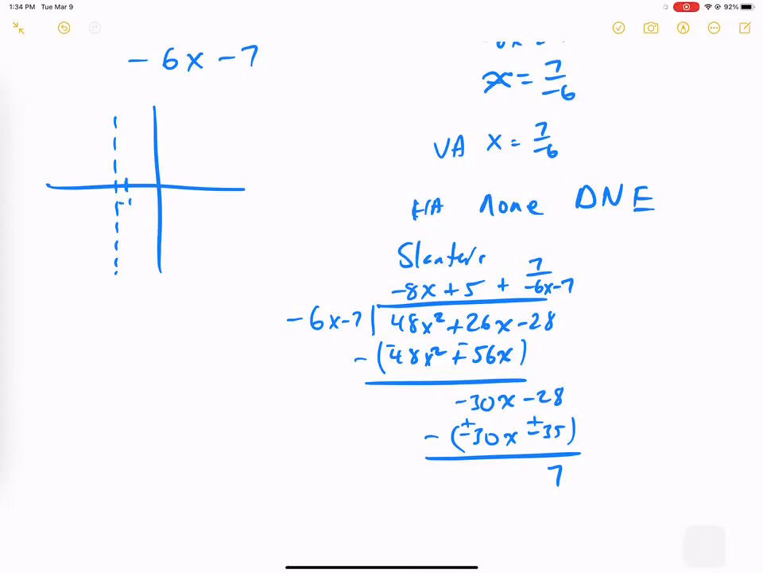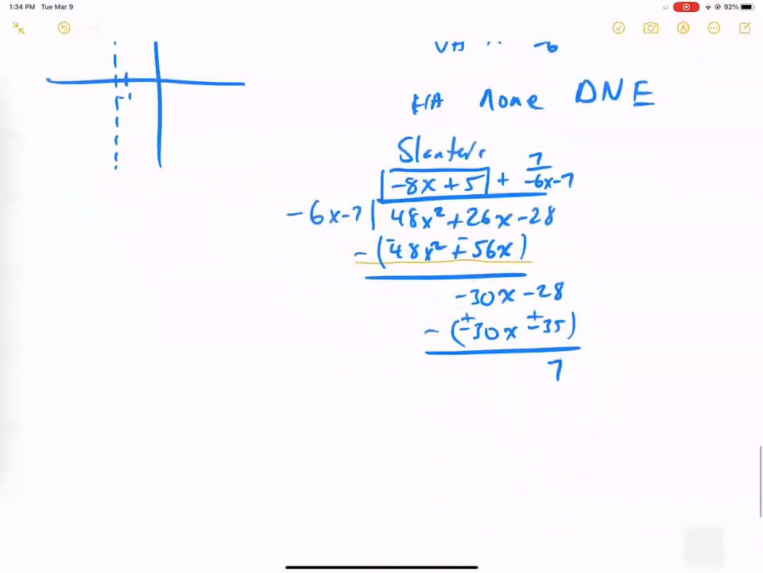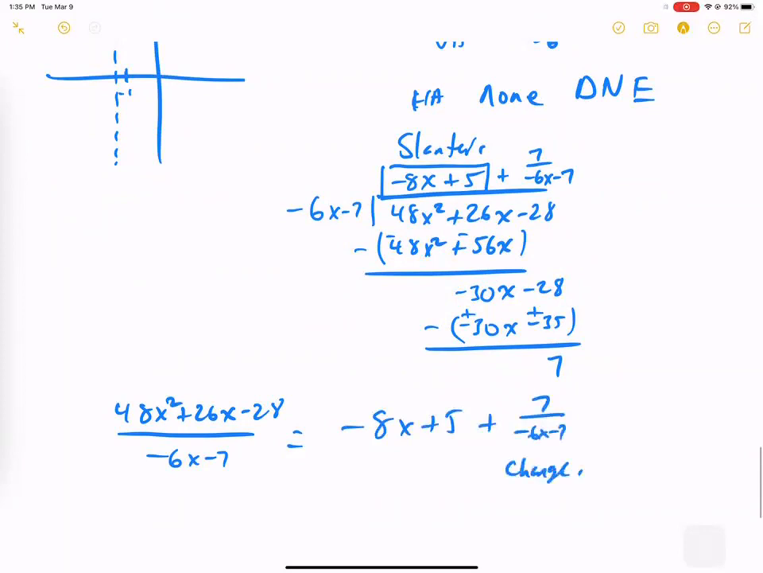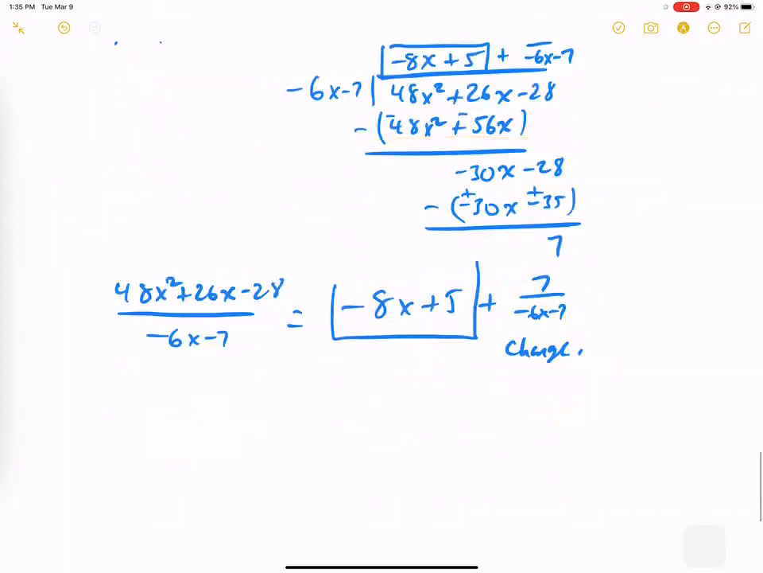All right. How are we doing here? Hopefully that makes sense. Now what's a slanted asymptote? The idea here is that this crazy graph, 48x squared plus 26x minus 28 over negative 6x minus 7, just looks like negative 8x plus 5. Of course, plus 7 over negative 6x minus 7. And this is our change. That's our loose change. So as x goes to infinity, our graph looks like that.